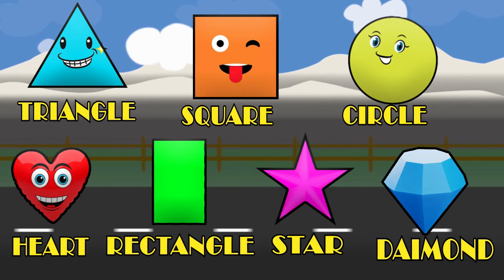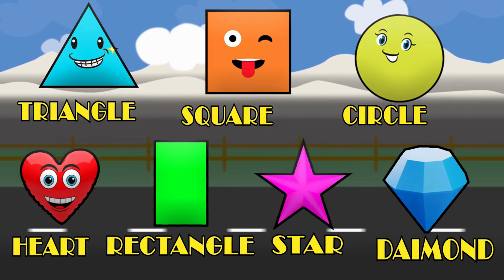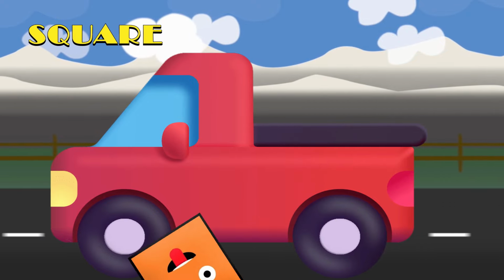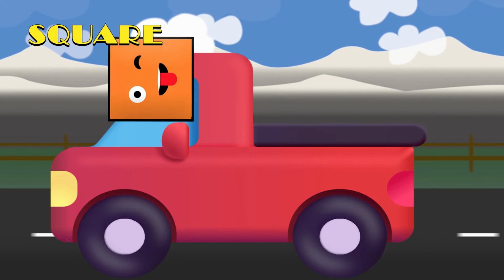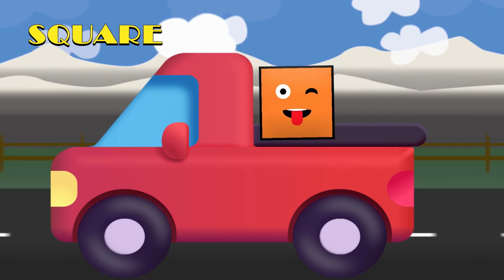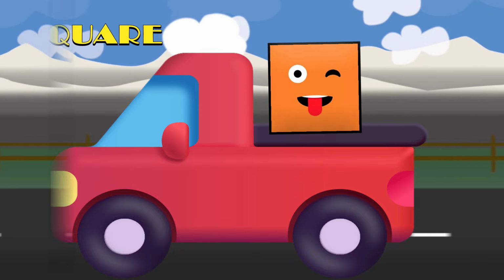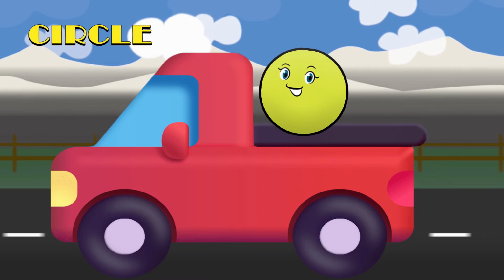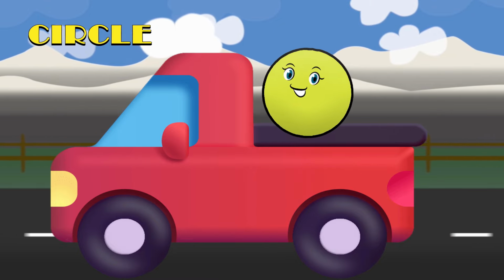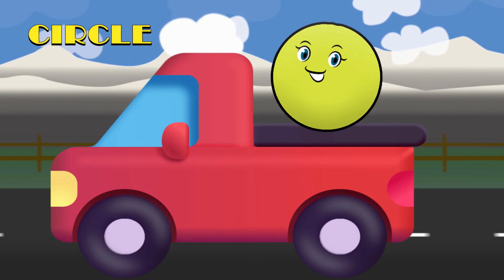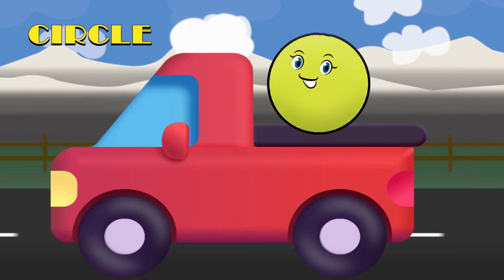We are shapes. You can see us everywhere. I'm a square, you can see me everywhere. I have four sides, I'm a square. I'm a circle, I go round and round and round. I have only one side, I'm a circle, round and round.